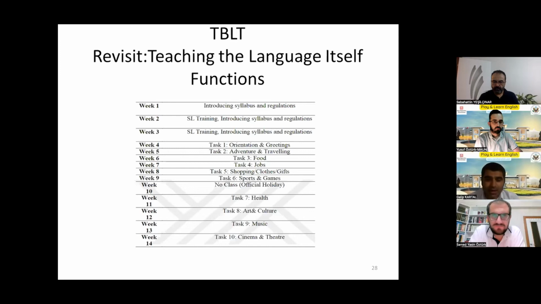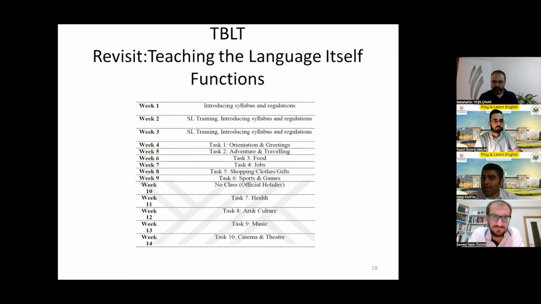So these were my tasks actually. We tried to orient, greet, we had adventures, we traveled, we talked about foods, jobs, shopping, clothes, gifts, sports, games, health, art and culture, music, cinema, and theater.